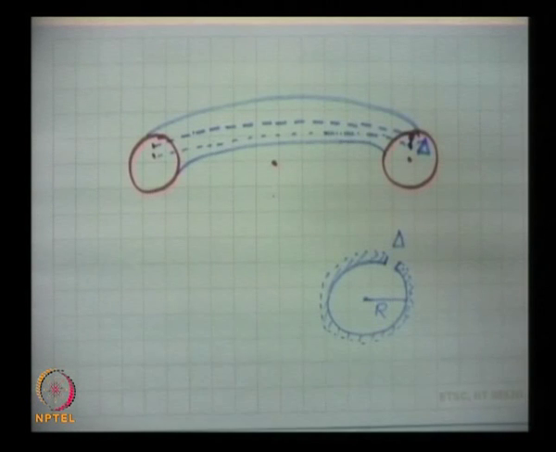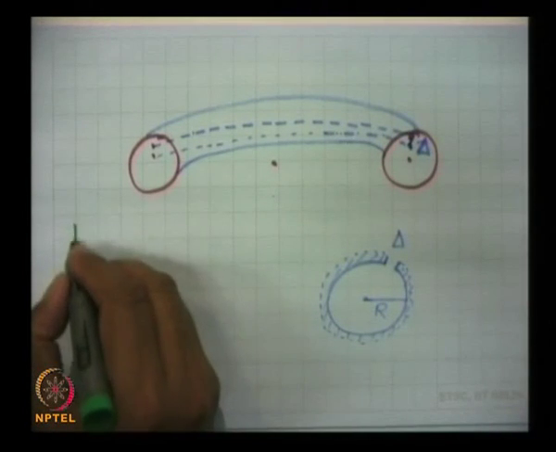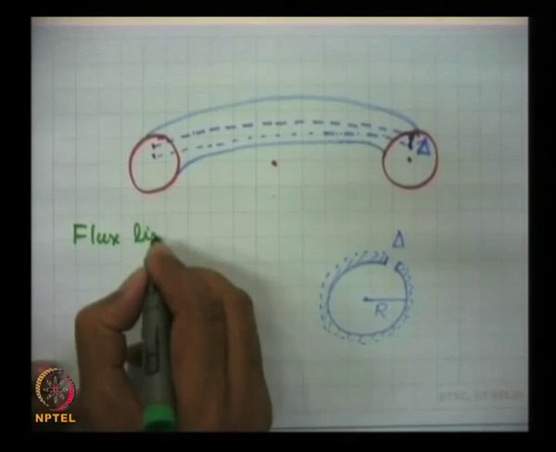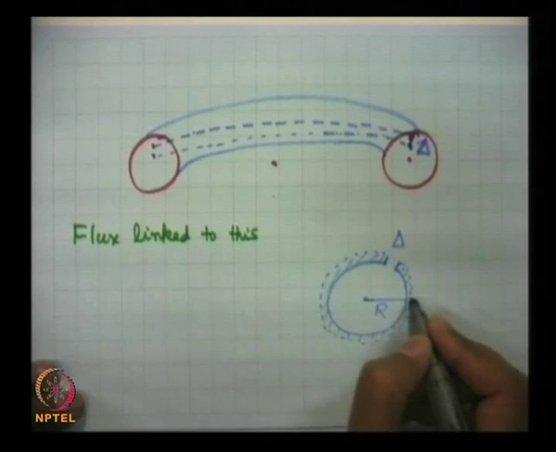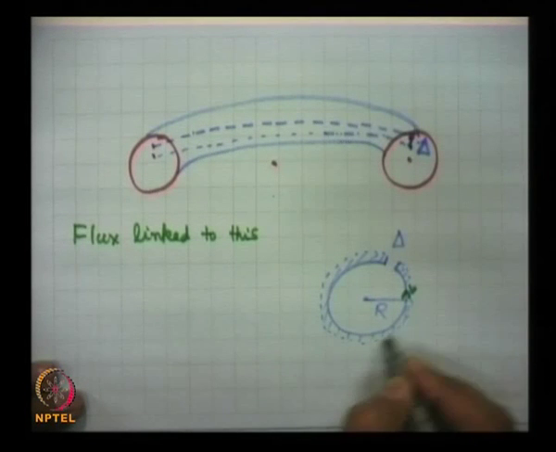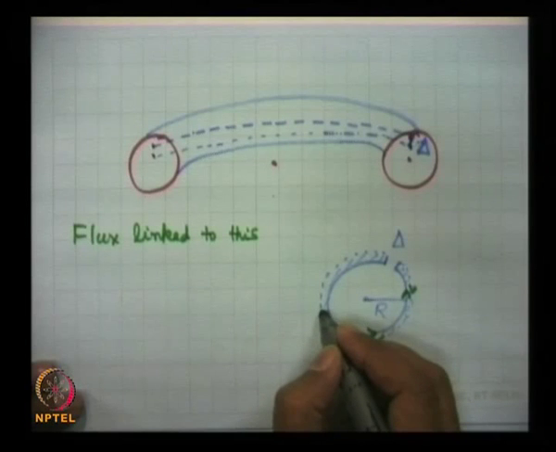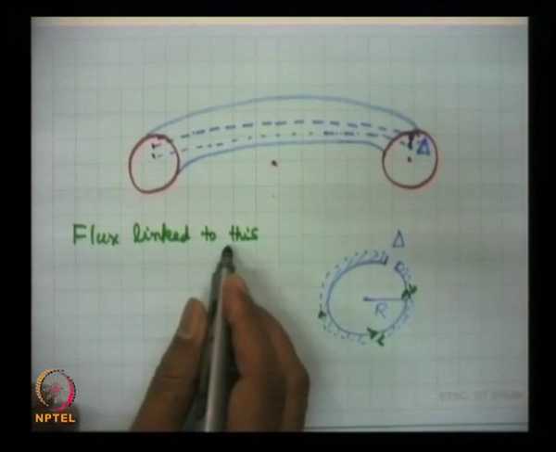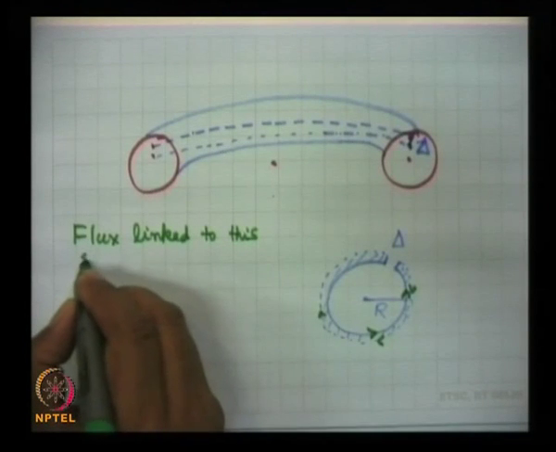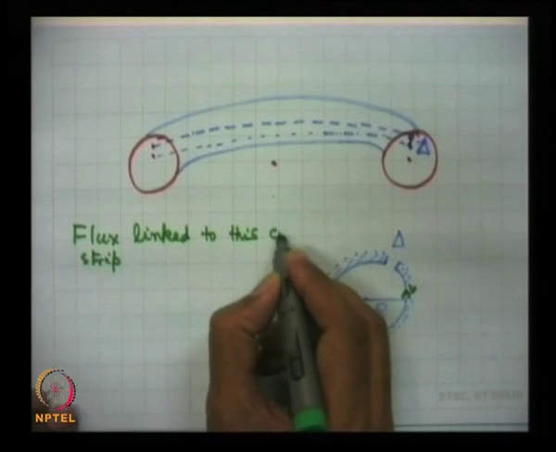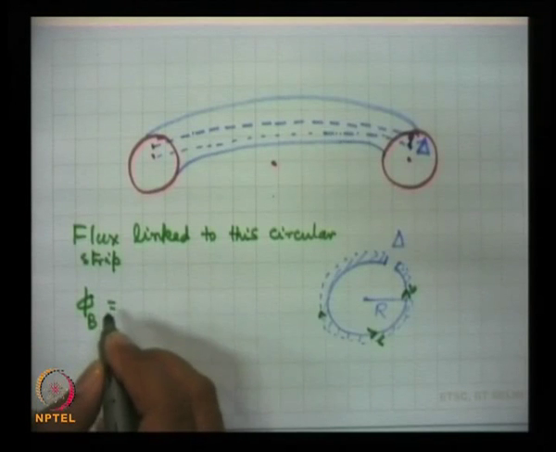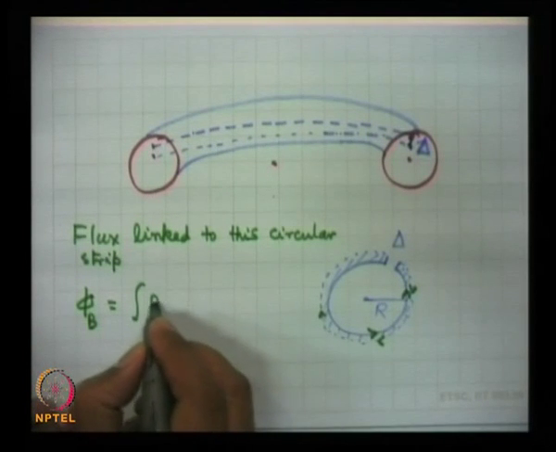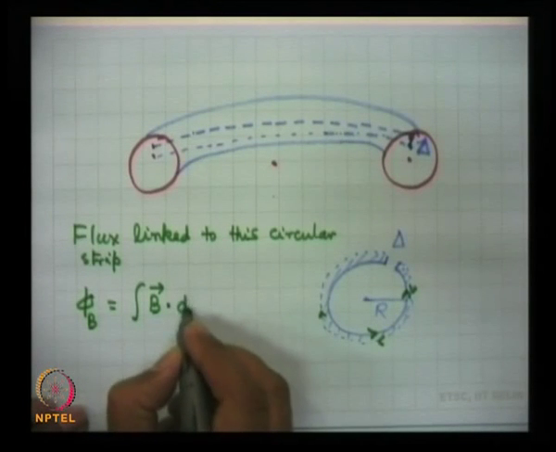Now let me calculate this integral, the flux linked to this loop. This loop I will consider like any path I can consider like this and going backward on the other one. So in the inner curve here and then the path goes, line integral is like this and surface integral is over the area. So the flux linked to this circular strip, let me call this flux by some name, maybe phi b. This quantity would be the magnetic field dot the area of the strip.